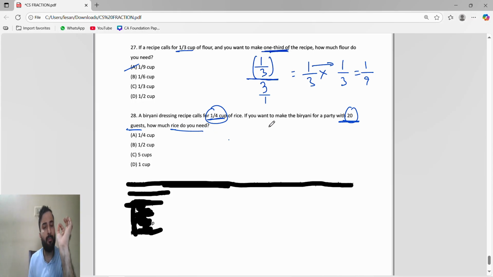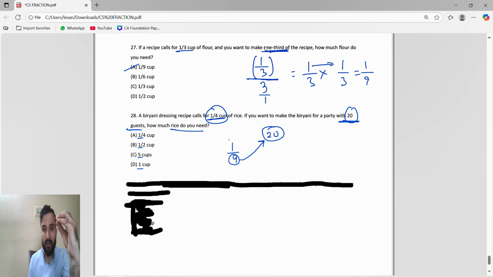So what is the simple thing, guys? We have to do the simple thing here. Whatever the 20 is and the 1/4 is. Okay, now just check it out. This is a 4. This 4 means how much you multiply with 4 to get the 20.